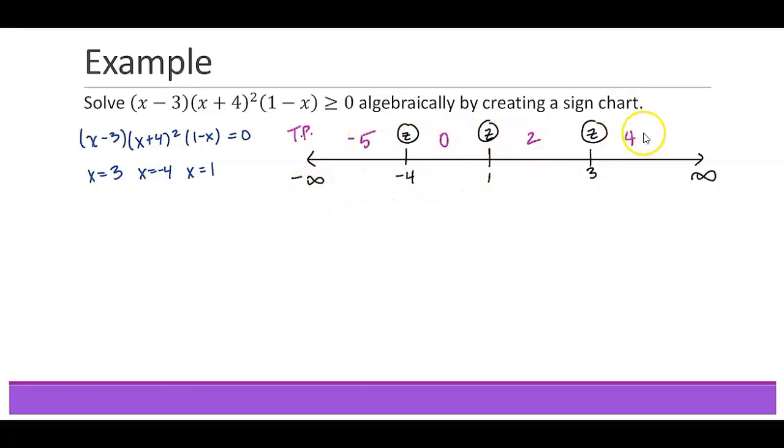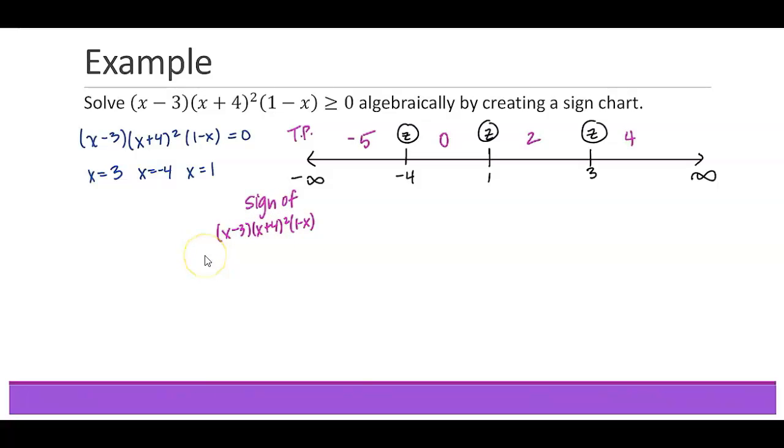And we plug these test points into the factored version of the function because we want to know the sign of this entire function. We want to know whether this entire function is greater than 0, whether it's positive. So we want the sign of x minus 3, x plus 4 squared, and 1 minus x. So we're going to have to plug each of these test points into the x's here. But let's try to make our lives a little bit easier and think about each of these factors for a second. So in particular, the one in the middle.